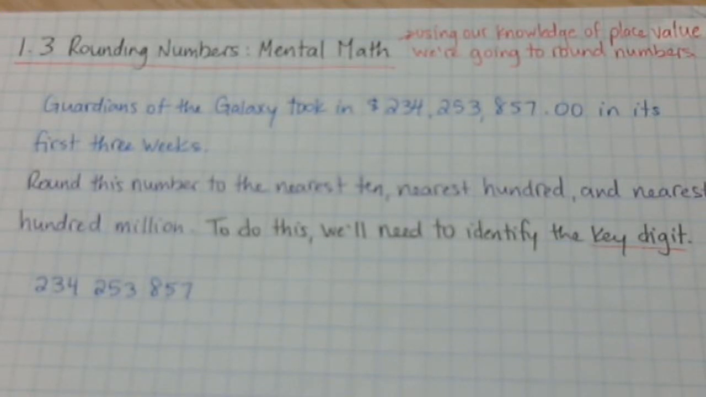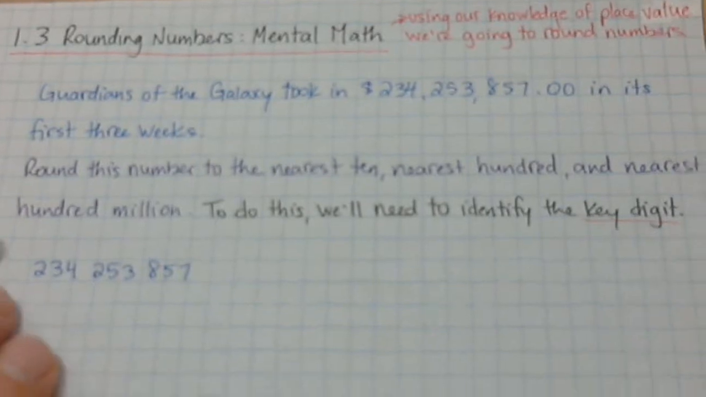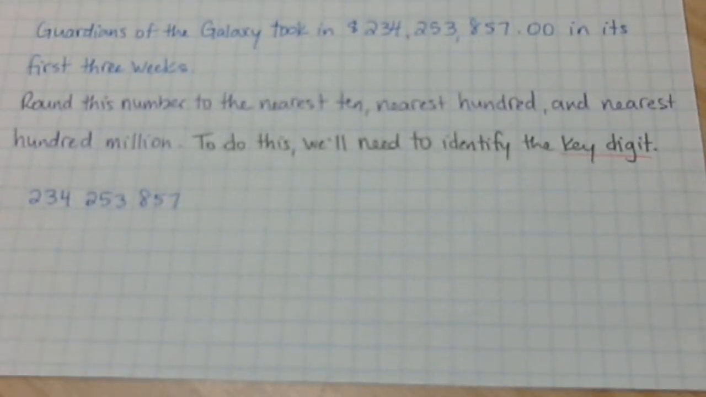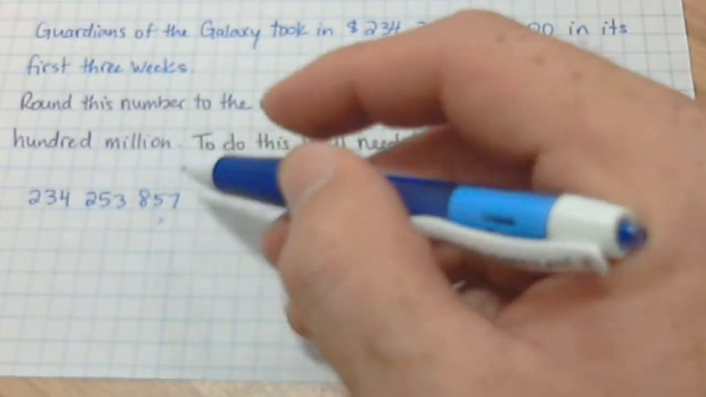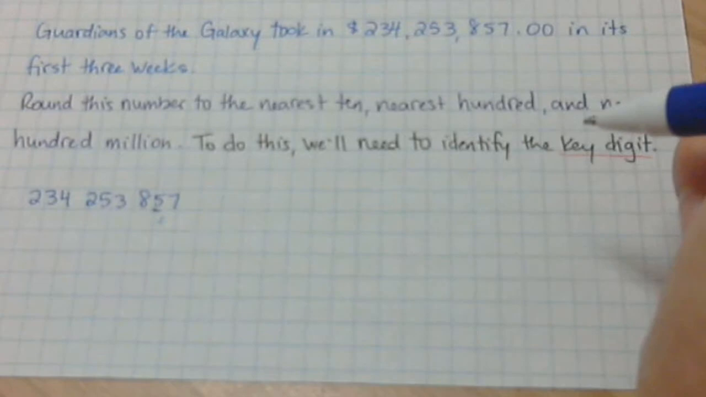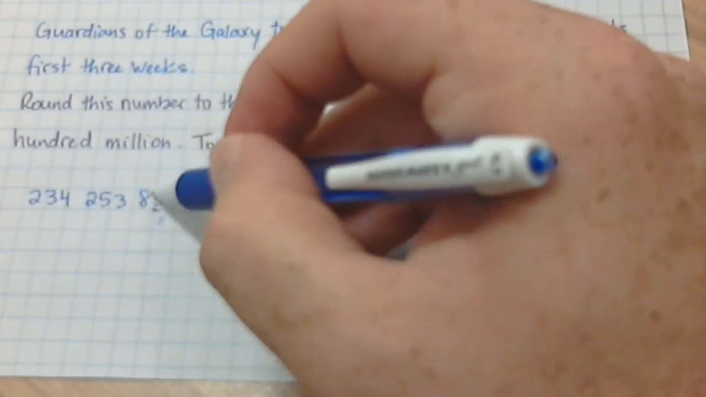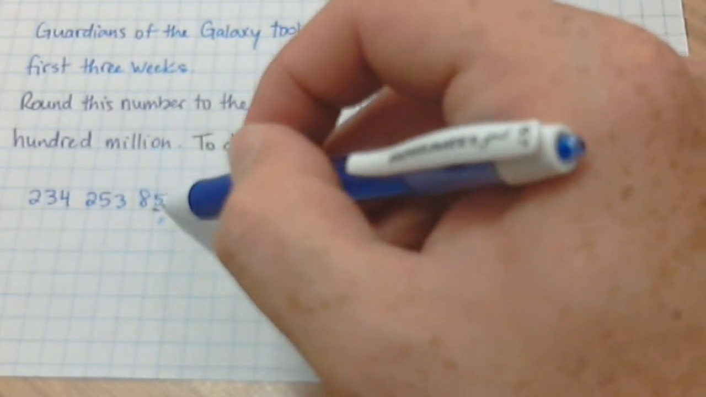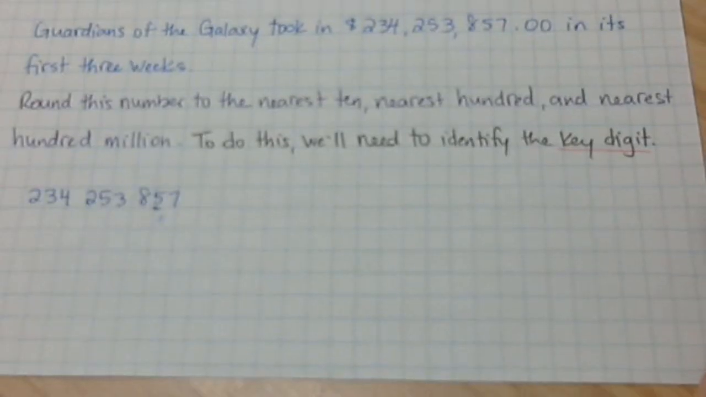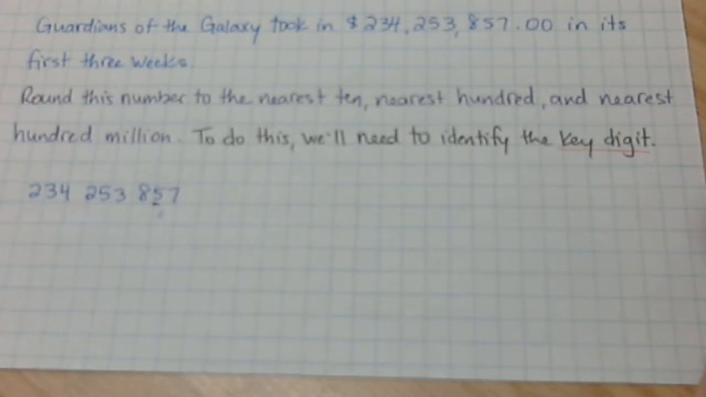Now, to do this, we need to identify something called the key digit. The key digit is basically the number directly to the right of the number we want to round to. So if our first instruction says to round to the nearest 10, in the number that we're using here, this is the tens value right here. Okay, it's the 5. So that's what we're going to round to, the nearest 10. We need to look to the right. So we need to look at this 7. In this case, rounding to the nearest 10, the 7 is our key digit.